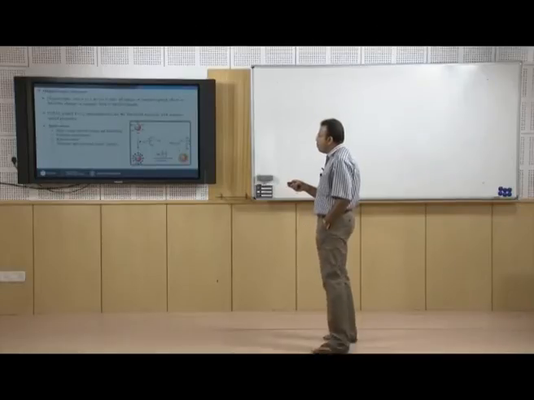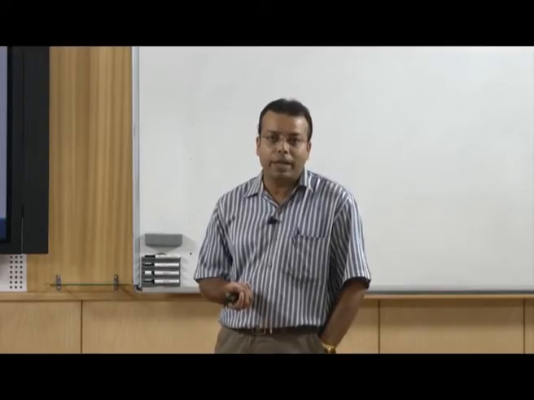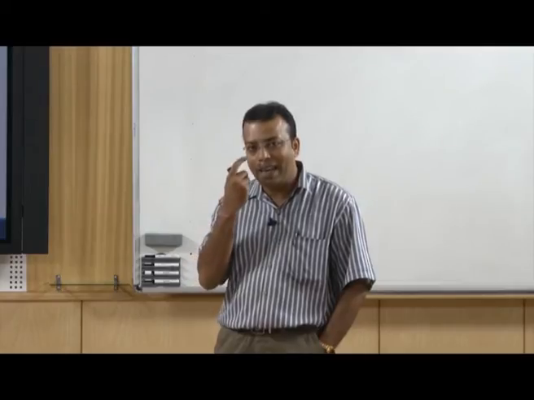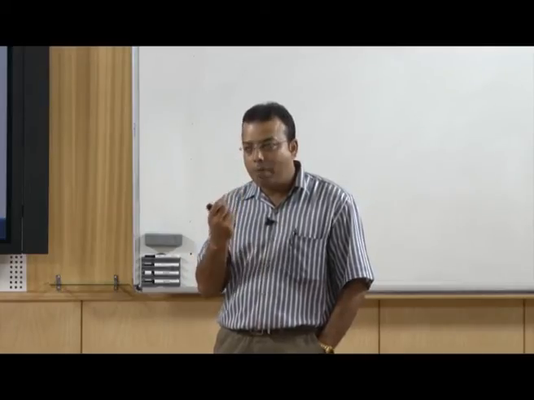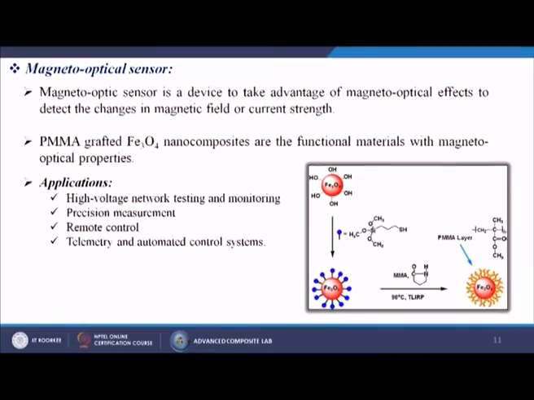PMMA grafted, polymethyl methacrylate grafted ferric oxide nanocomposites are functional materials with magneto-optical properties. Here you can see that PMMA is a polymer, it does not have any magnetic properties, and it is a biodegradable polymer. Generally we use these materials for making lenses, spectacles, or any kind of biomedical implants. So, we are grafting these materials onto magnetite nanocomposites and it is giving super magnetic optical properties. What are the applications?